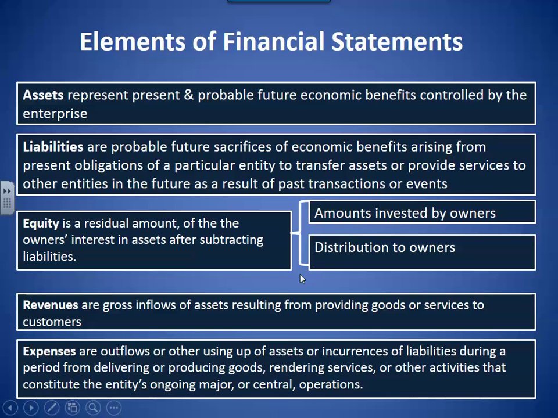Okay, the next definition of an element is what we call revenue, and these are gross inflows of assets resulting from providing goods or services, typically to customers. Expenses are outflows or other using up of assets. And when I say using up of assets, that would be something like depreciation, or occurrences of liabilities during a period from delivering or producing goods, rendering services, or other activities that constitute the entity's ongoing major or central operations.